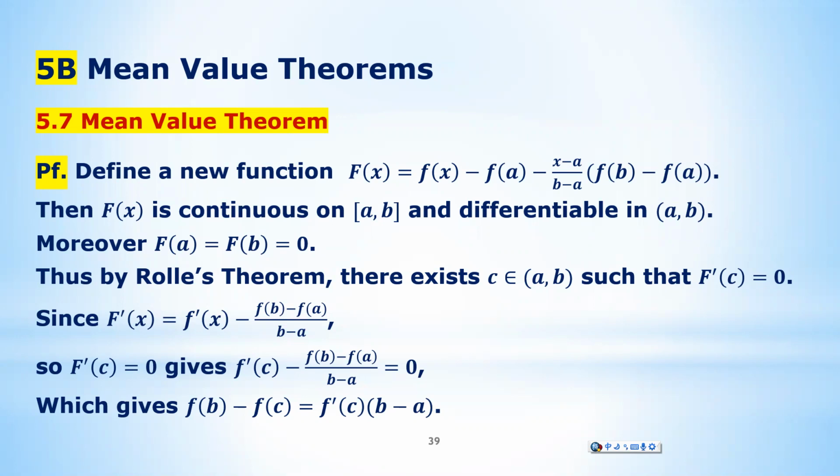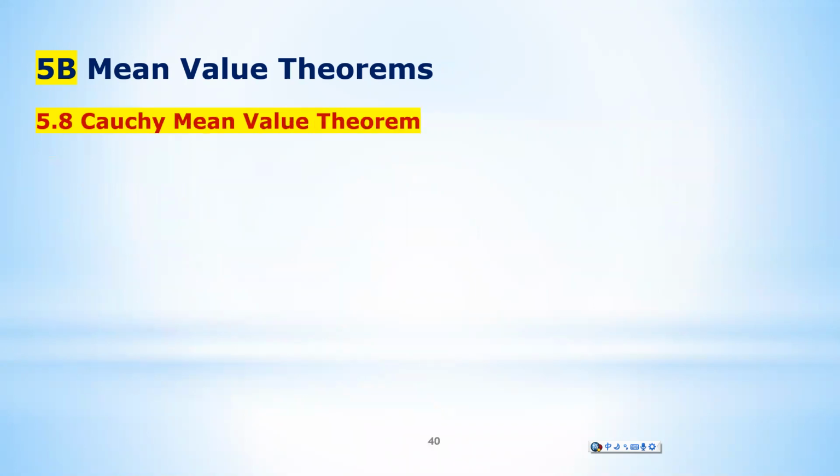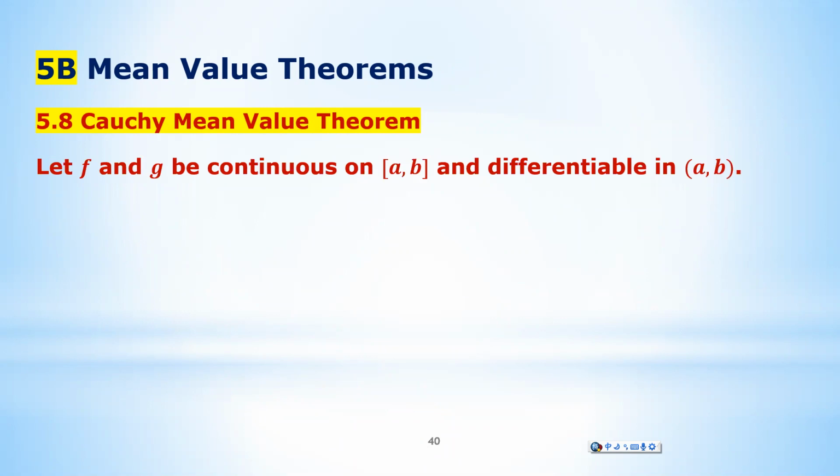Now there is a variation of this theorem. The next theorem, A5.8, is called the Cauchy mean value theorem. This is an extension of the previous theorem. It's more complicated. This theorem involves two functions, f and g. They're both continuous on [a, b] as a closed interval and differentiable in (a, b) as an open interval. So both functions satisfy the same condition we've seen from the previous theorem.